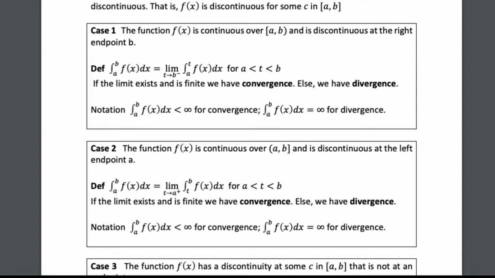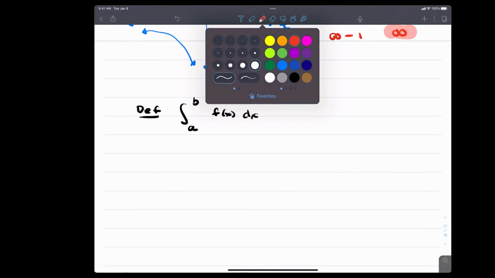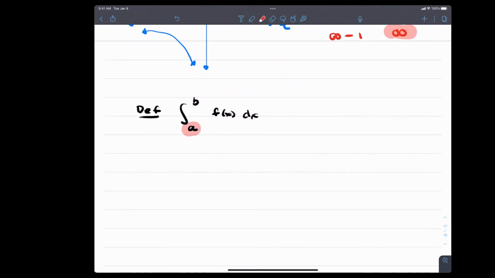Right? How did I write it? Where did I give you the, there we go. Definition. Okay. So now if you have a situation where you have the integral from a to b of f of x dx, let's say you have a discontinuity at a. It's really the left endpoint. Right? So f is discontinuous at x equals a. That's the left endpoint.